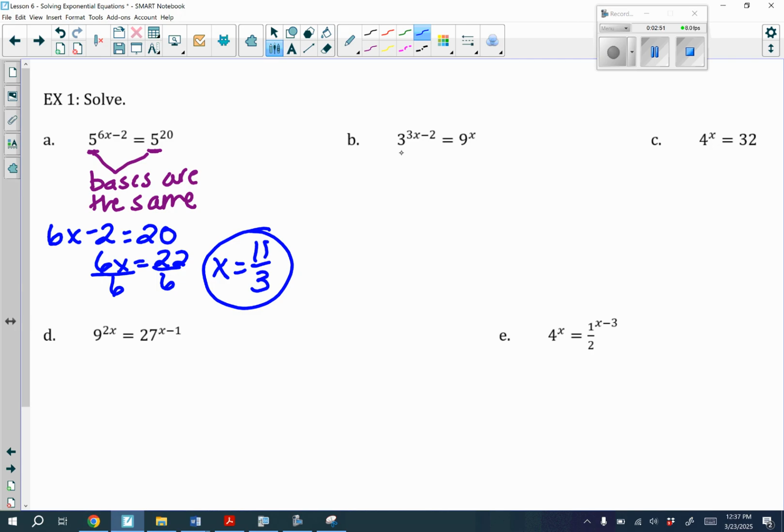Okay, let's look at B. We have 3 to the 3x minus 2 equals 9 to the x. Now, not all our problems are going to be like example 1a, where our bases are already the same. Notice that our bases are not the same. We have the 3 and we have a 9. So because our bases are different, what we're going to have to do is get the bases to be the same.